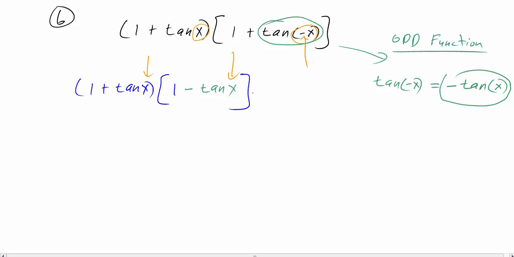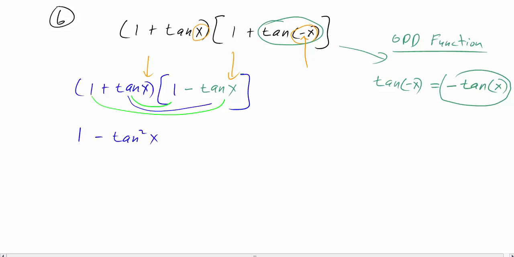So now we can simply multiply this out, and to do that we can use the FOIL technique. So 1 times 1 is 1, and once again, if we multiply here, we get a negative tangent and a positive tangent, so those two middle terms are going to cancel out. So we're simply left with a tangent multiplied by negative tangent, which is a negative tangent squared x.